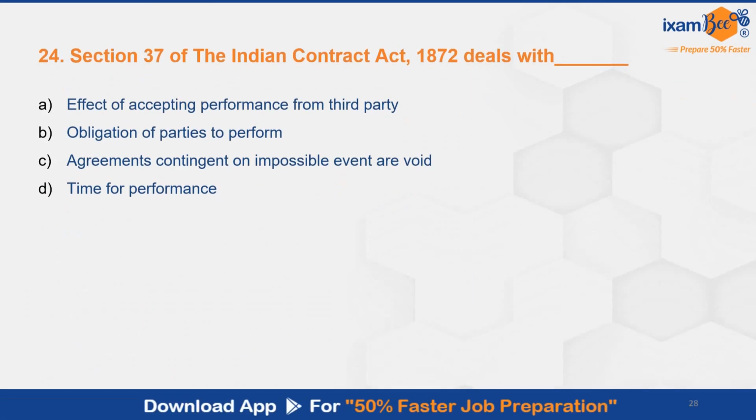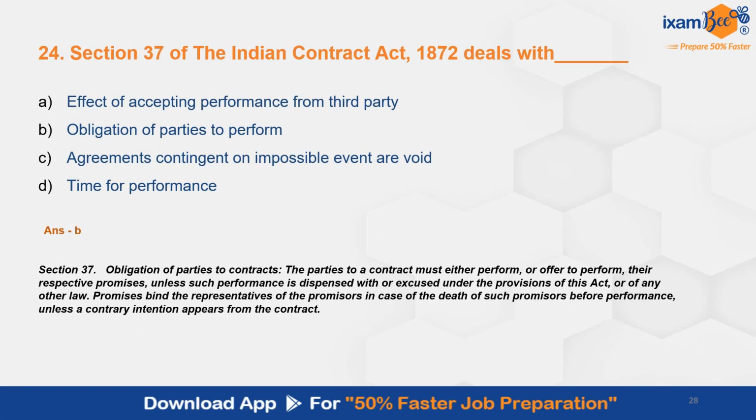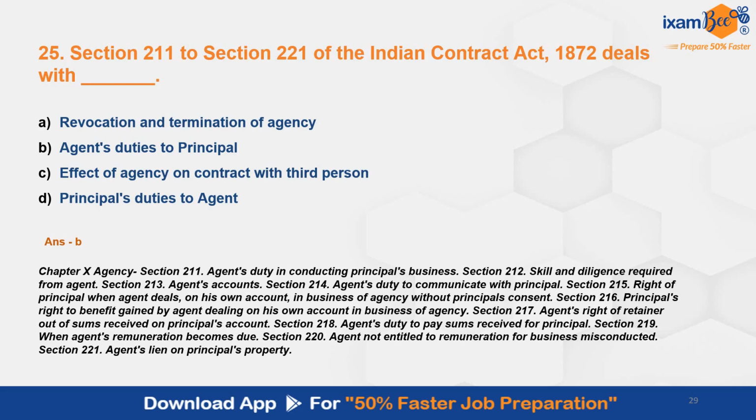Then question number 24. Section 37 of the Indian Contract Act deals with, the correct answer here is B, obligation of parties. Then question number 25. Section 211 to section 221 of the Indian Contract Act deals with, the correct answer here is B, agent's duties to principal. Chapter 10 talks about agency. Section 211 talks about agent's duty in conducting principal's business. And you can read the headings of various sections here.